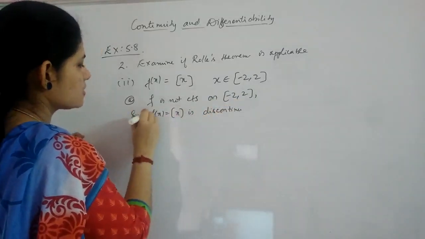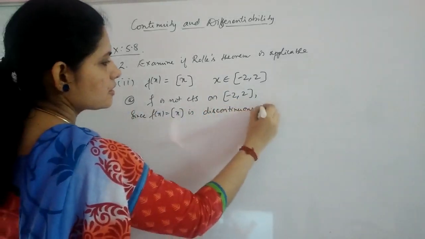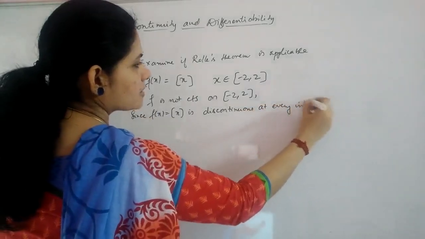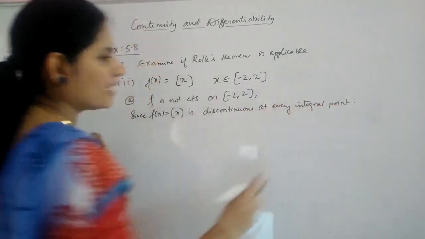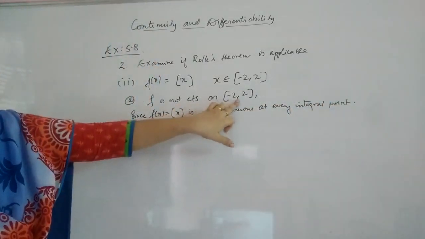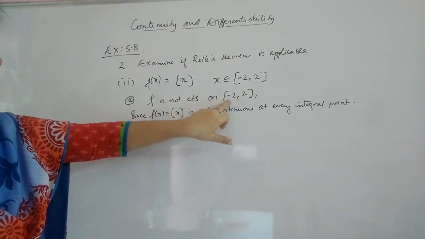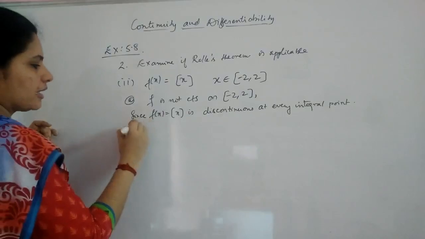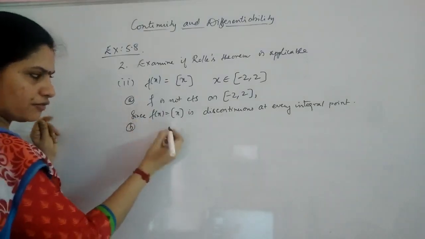The reason is this: since it is discontinuous at every integral point, for any integral point this function will be discontinuous. Therefore it is not continuous in this interval also. In this interval means it will include minus 2 to 2 also. And the second condition is again for differentiability.